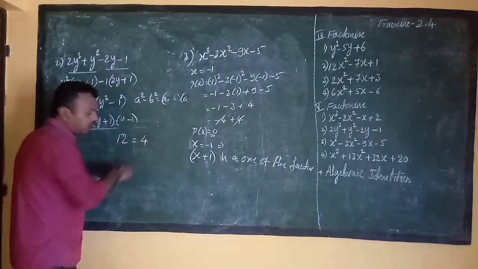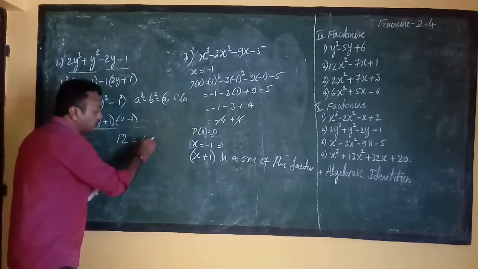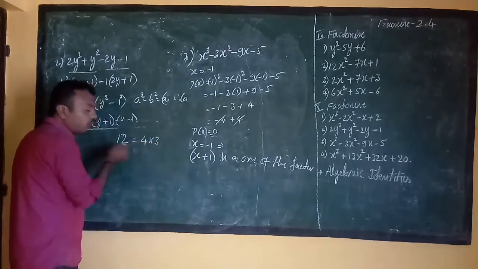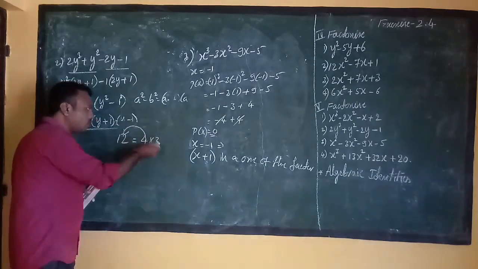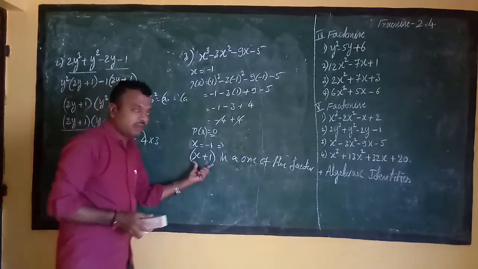Next, students. This x plus 1 is one factor. For example, see here, 12 is there. One of the factors is 3. What is the other factor? Yes, 4, because 4 3s are 12. How are you getting the 4? We have to divide the 12 by 3. Like that, this is one of the factors.